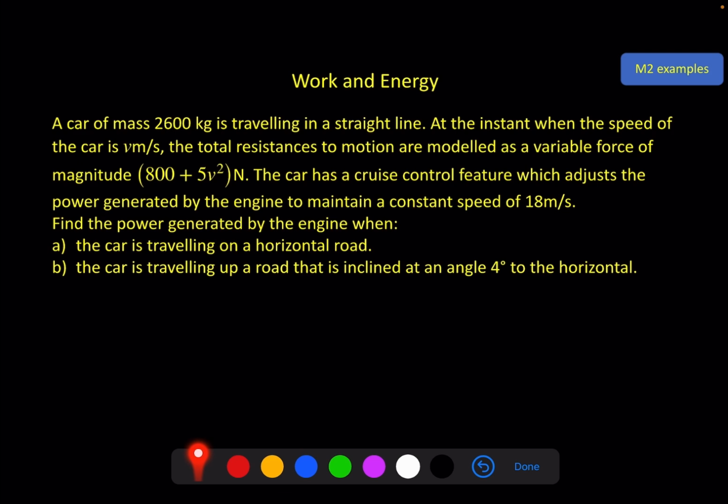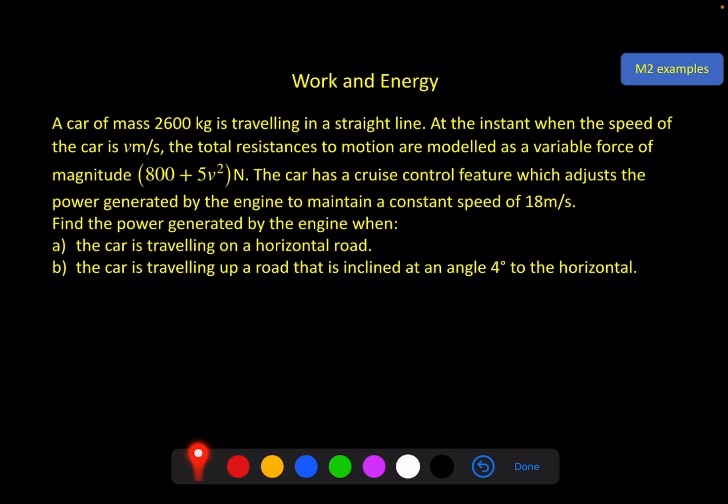At the instant when the speed of the car is v, the total resistances to motion are modeled as a variable force 800 plus 5v squared. This is suddenly a little bit more realistic because air resistance is often modeled as being proportional to the speed, or the speed squared. The car has a cruise control feature which adjusts the power generated to maintain a constant speed of 18 meters a second.